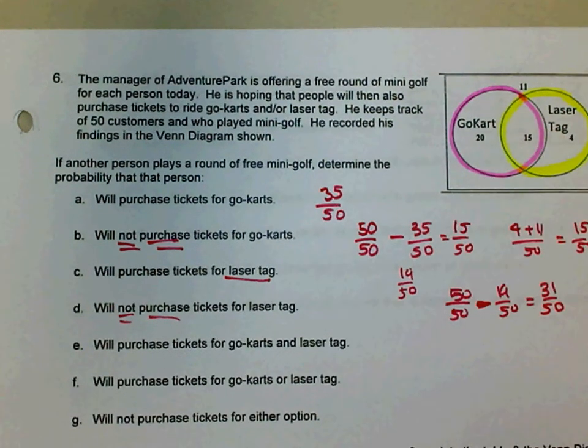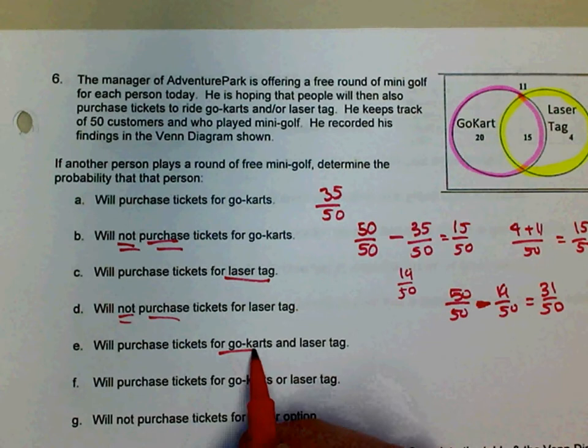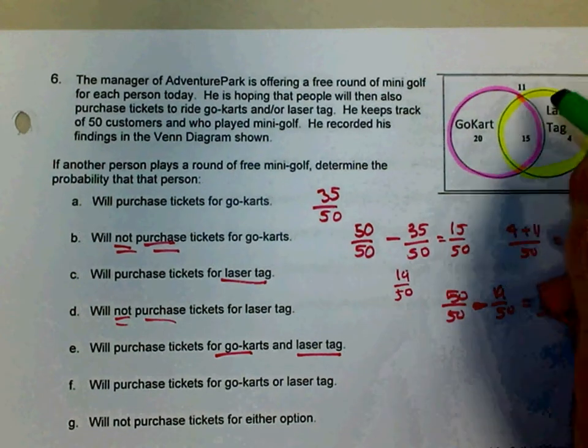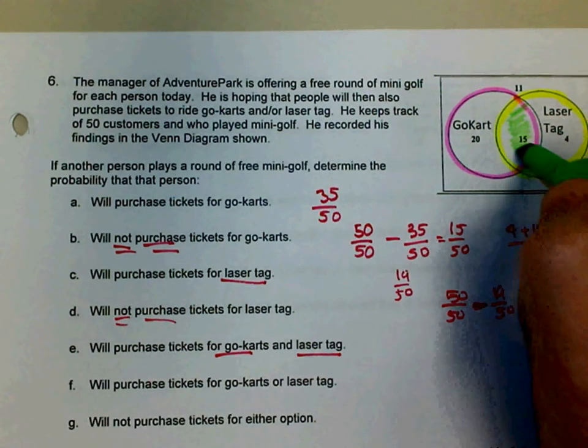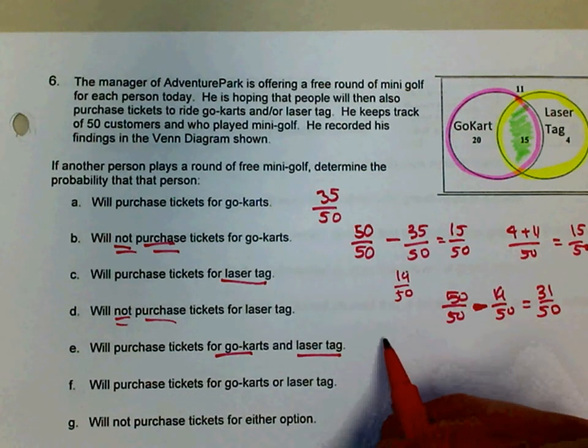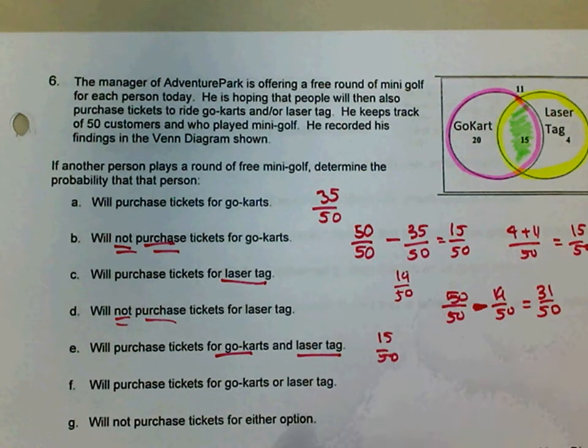Part E of this problem says, what's the probability that selecting the next person, that person will purchase tickets for go-karts and laser tag? Go-karts and laser tag is this set right there, 15 out of 50. What's the probability of purchasing a ticket for go-karts or laser tag?